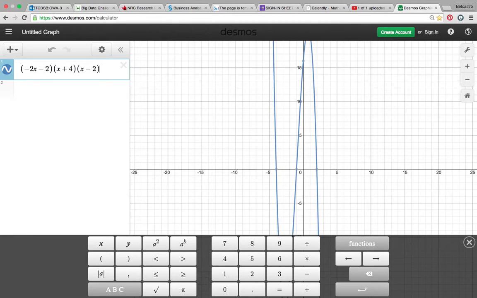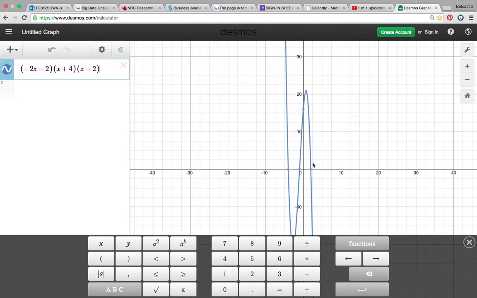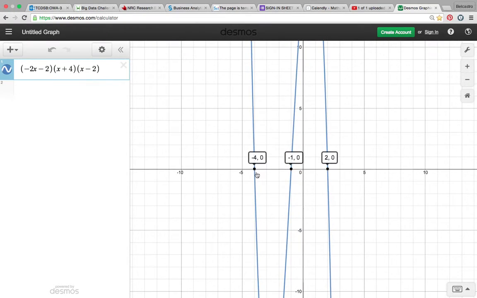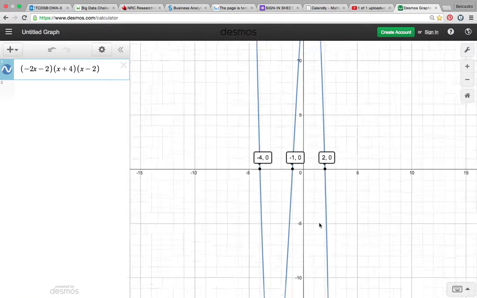I think that's right. We zoom out a little. Okay, so these are our intervals. We said it was negative when it was between negative 4 and 1. That's right. That's where it's negative. And anything to the right of 2. Perfect. Worked out great.